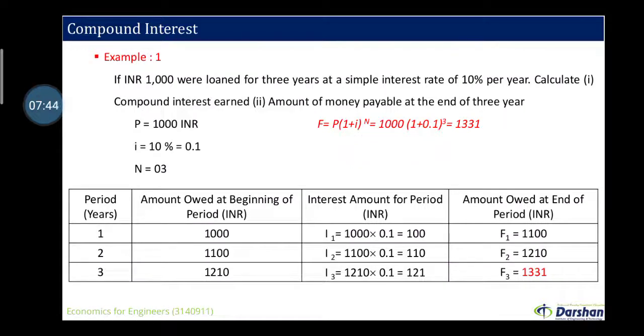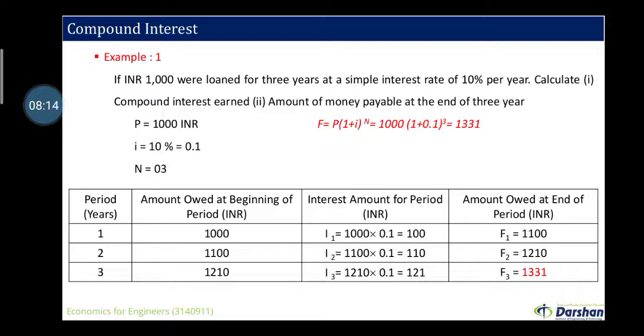So if 1000 rupees were loaned for 3 years at the interest rate of 10%, then calculate the compound interest and the amount of money payable at the end of the years. So first, P means what? P is 1000 rupees, right? That is your loan amount, 1000 rupees. Then your interest rate is what? Yes, 10%. So 10 divided by 100, so 0.1. Then it is given for 3 years. So n is equal to 3 years.